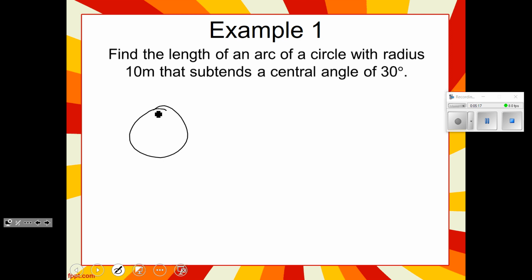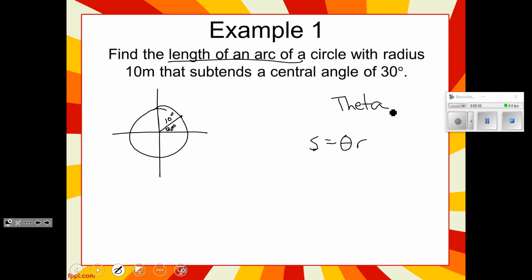So if we were going to measure this, and you had 30 degrees, and this has a radius of 10. First of all, to find the length of the arc, step 1, write your formula down. What's our formula? S equals theta r. What is this called? This is theta. It's a Greek letter. It's just like a variable.